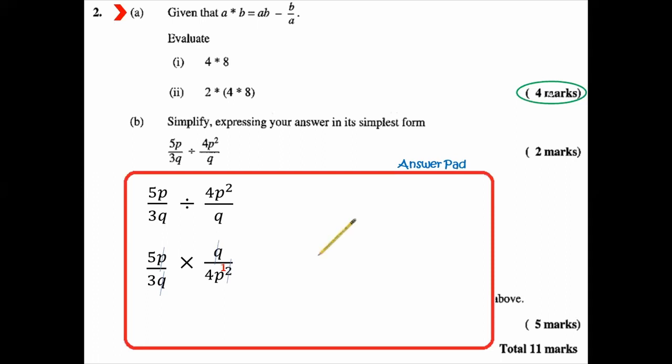And then there's nothing else to be canceled, so we multiply across. So 5 divided by 12p is our answer, right? Quite easily done. For 2 marks.